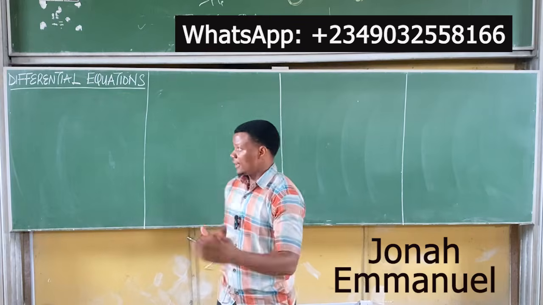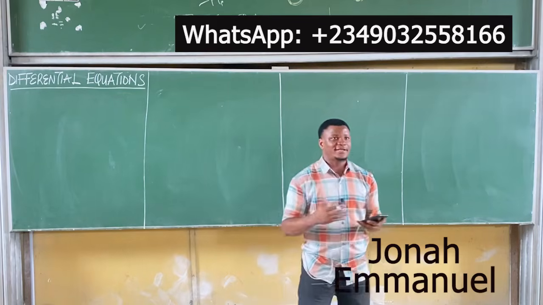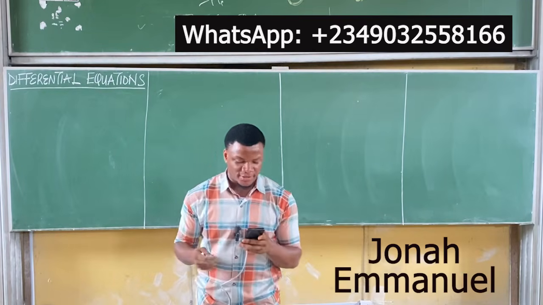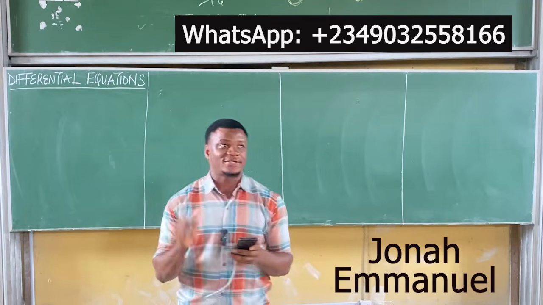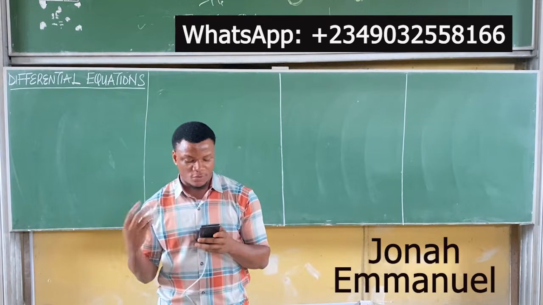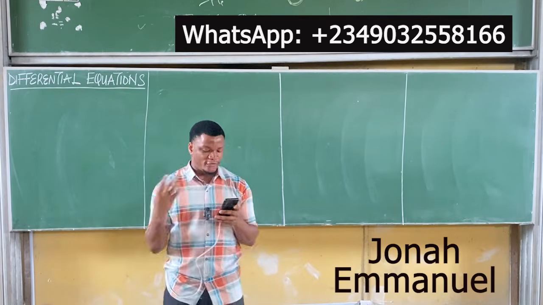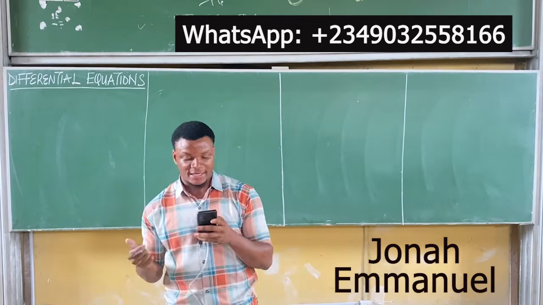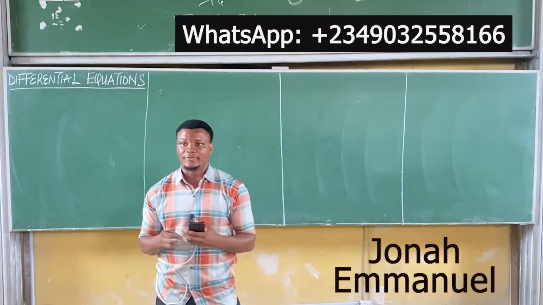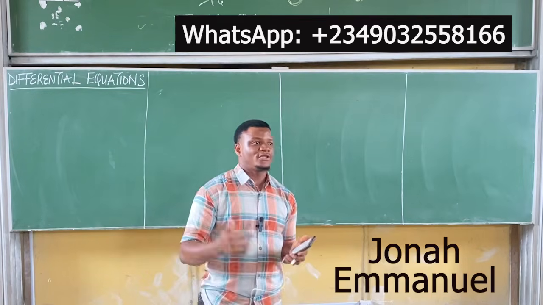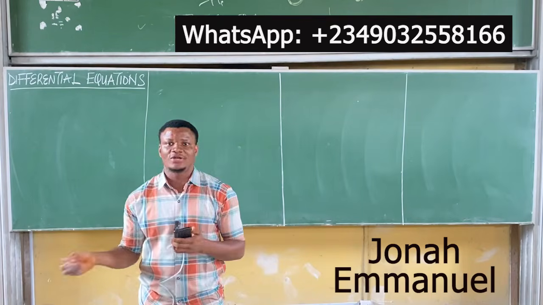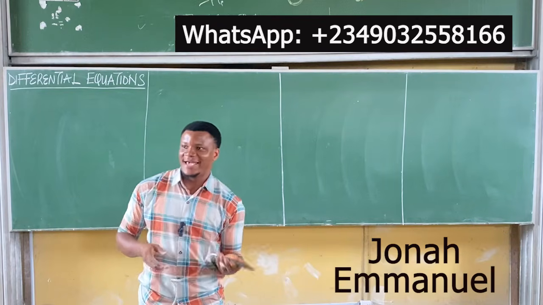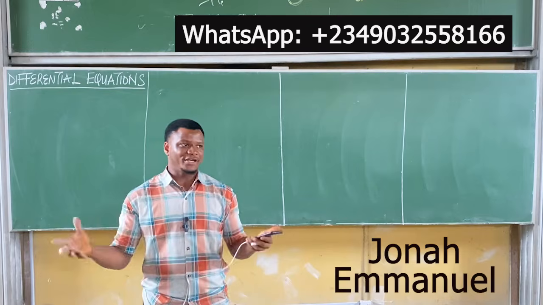I said differential equations, basic definition. A differential equation by definition is simply an equation which contains at least one differential coefficient of an unknown function, which gives a relationship between the dependent and independent variable. In the course of studying differential equations, we have things like homogeneous equation, first order, second order, exact, linear, non-linear.